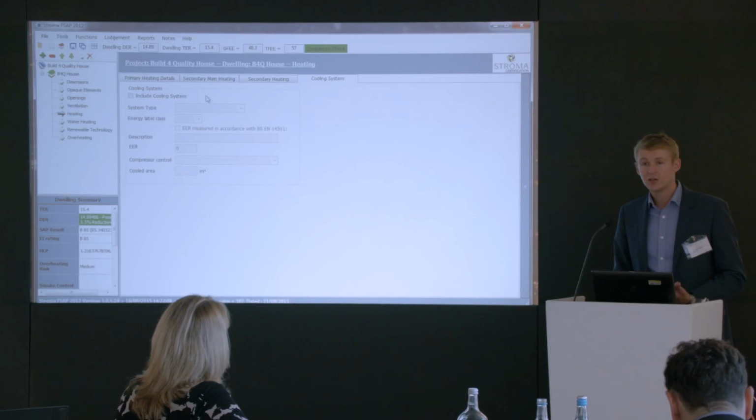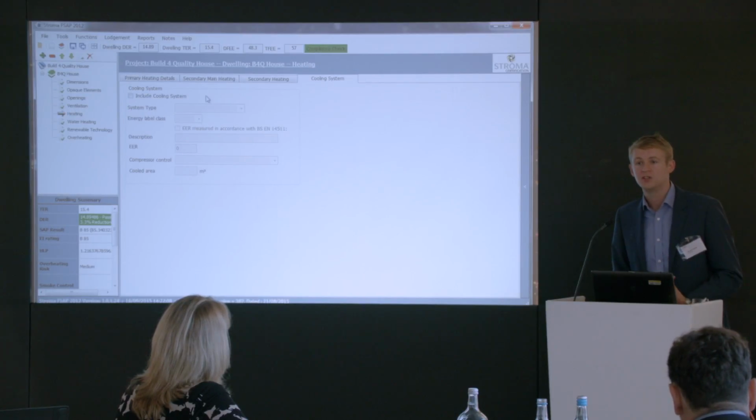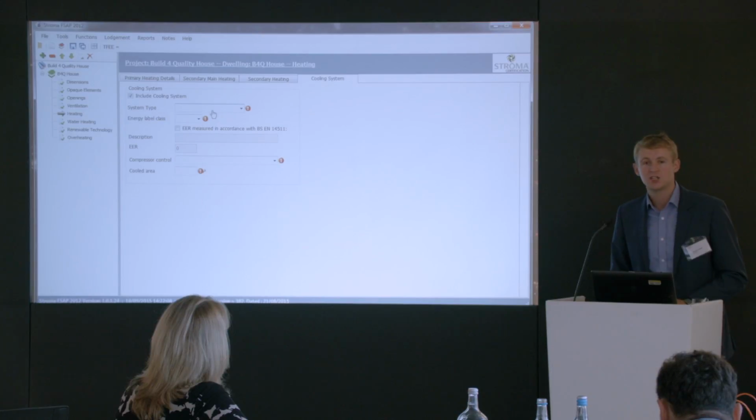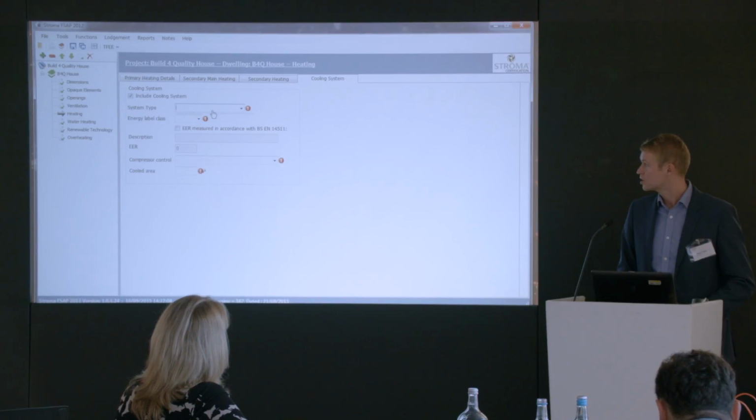You can also specify a cooling system in SAP. So if you are using air conditioning or comfort cooling, it can be modelled. It will have a negative impact on the calculation simply because the target emission rate doesn't allow for it. So SAP's assessment of summer overheating assumes that we're using passive measures. It doesn't allow for any kind of comfort cooling. Likewise, so does the target emission rate.